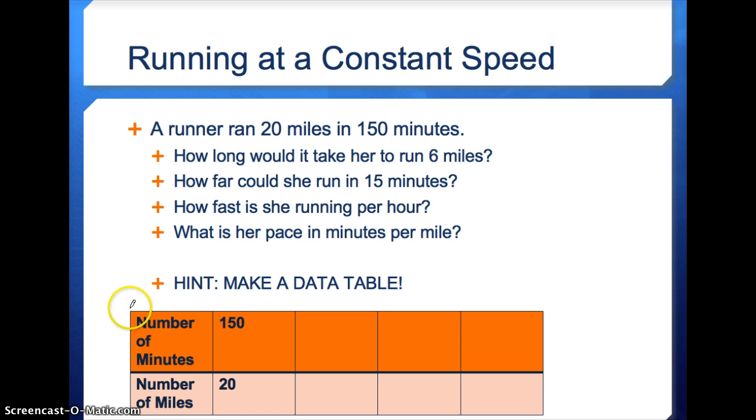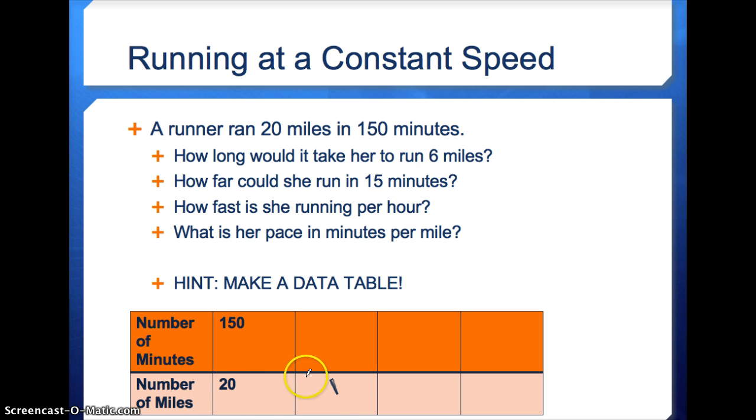And here we have a data table, so you should also have this in your notebook. And now I'm going to be checking it on Thursday. So here's our number of minutes, and so we created a data table with number of minutes and number of miles. And so we want to know how long it would take to run 6 miles. Well, how long does it take to run 1 mile first? So let's create an equivalent ratio or an equivalent fraction. So if we divide by 20, we want to know how long it would take to run 1 mile, and that'll help us figure out how long it'll take to run 6 miles.